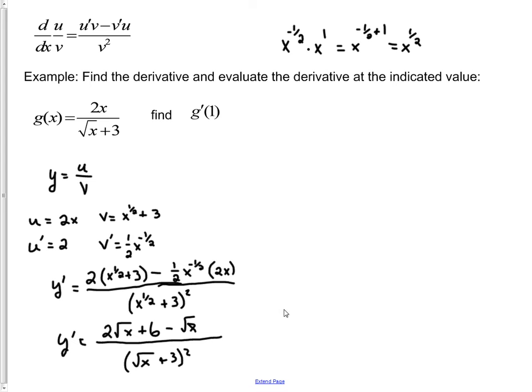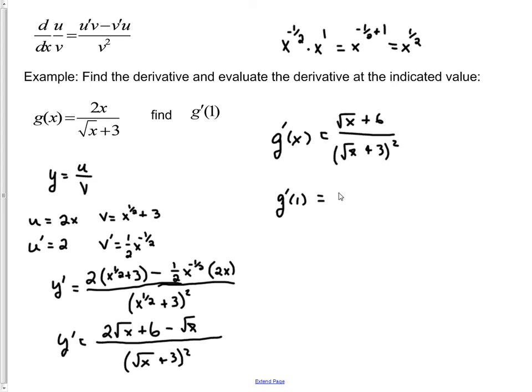So I'm going to simplify this and say g prime of x will actually be the square root of x plus 6 divided by the square root of x plus 3 squared. Now, nothing's going to cancel here because even though these are temptingly similar, they are not the same. So nothing can cancel right here. But we can at least evaluate g prime of 1 by making a substitution.